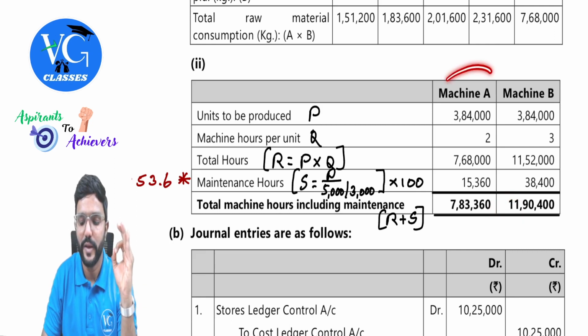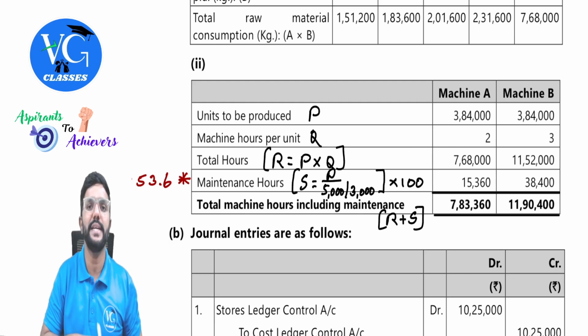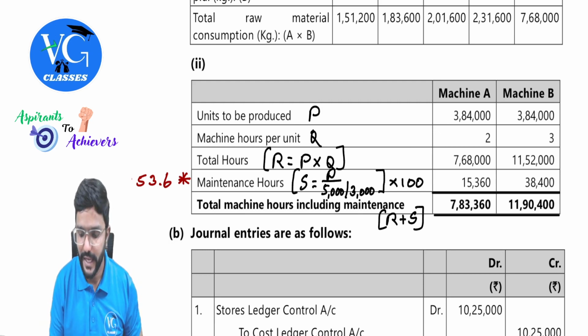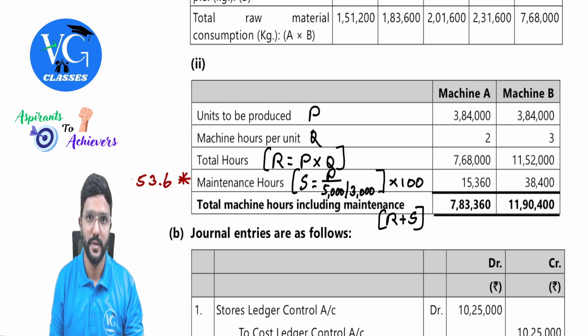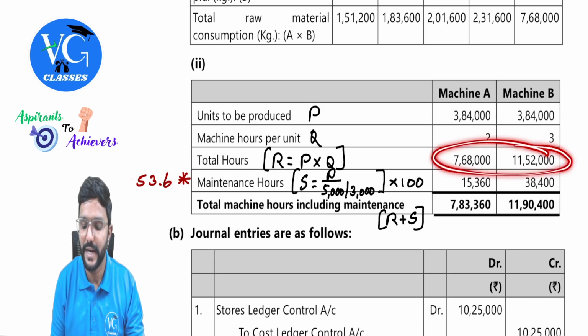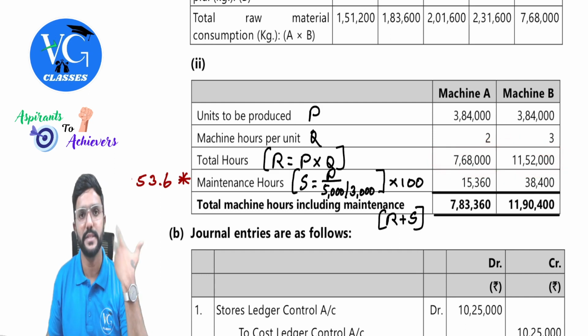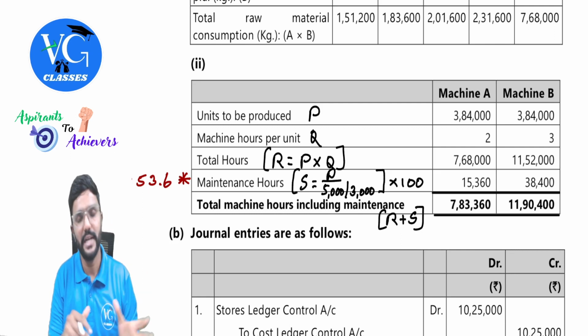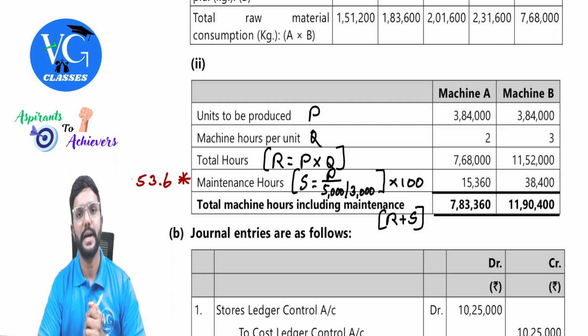Please be careful. As and when machine A worked for 5,000 hours, we need to do a maintenance of 100 hours. Same way, as and when machine B operates for 3,000 hours, we need to do a maintenance of 100 hours. So we need to just divide these hours by 5,000 and 3,000. We will get how many times the maintenance has to be done. Multiply that with 100 hours, guys.